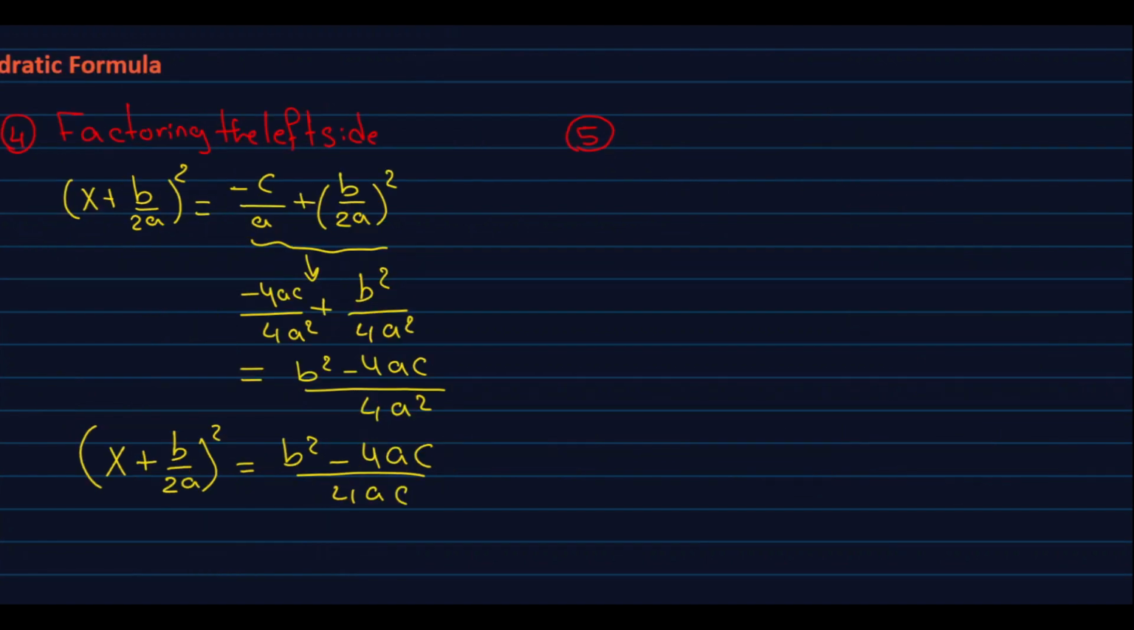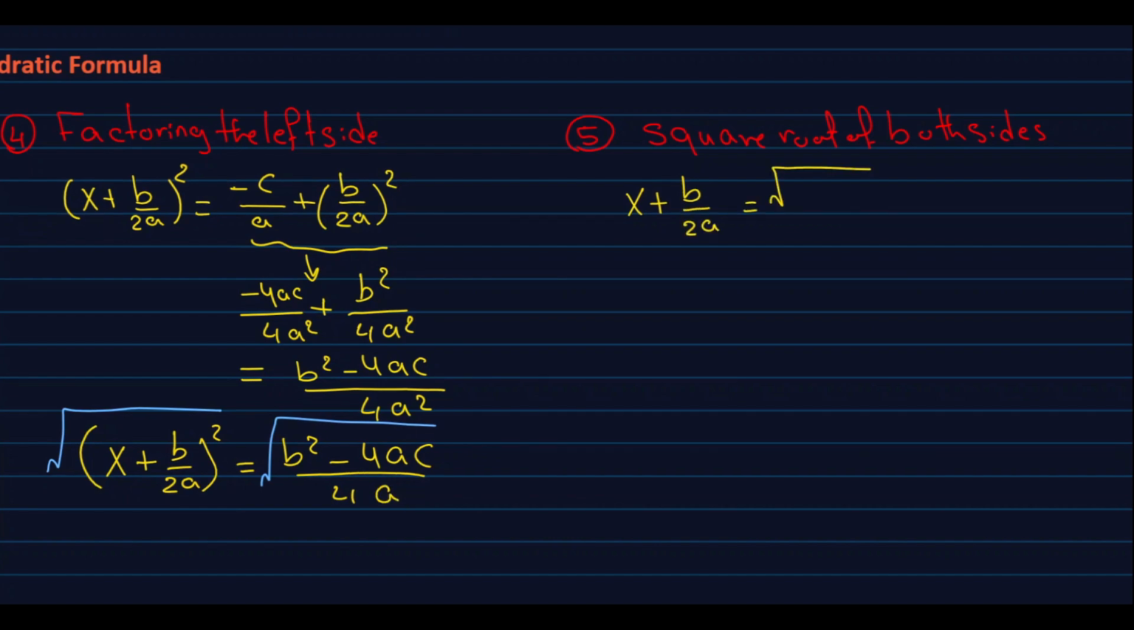Step number 5, we are going to take the square root of both sides. All we have to do is square root this bracket and square root this fraction. We end with x plus b over 2a equal to the square root of b squared minus 4ac over, square root only this part, which ends with 2a. And it will actually be positive or minus over 2a. It will not hurt if we put the positive or minus up there instead of in the denominator. The last step, we're going to solve for x.